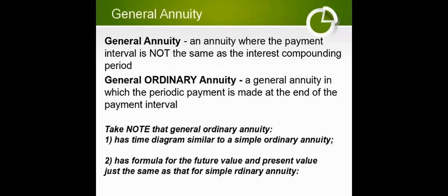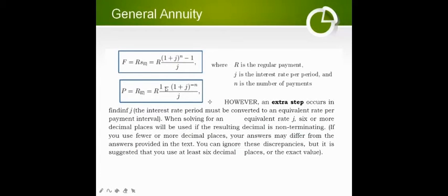It is an annuity where the payment interval is not the same as the interest compounding period. For general ordinary annuity, a general annuity in which the periodic payment is made at the end of the payment interval. So take note that general ordinary annuity has time diagram similar to a simple ordinary annuity. Second, it has formula for the future value and present value just the same as that for simple ordinary annuity. So this is now the formula.